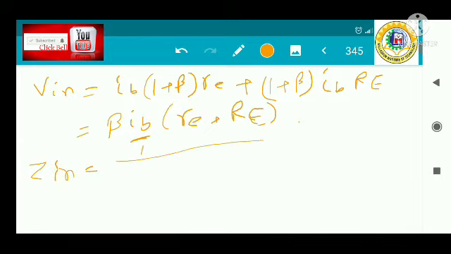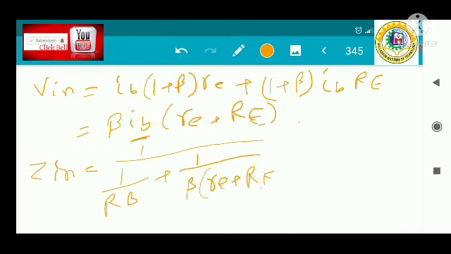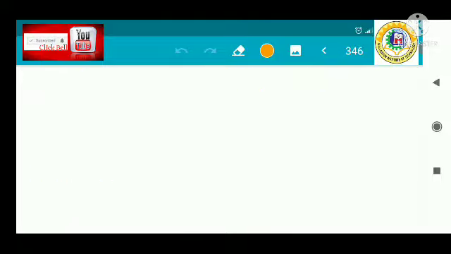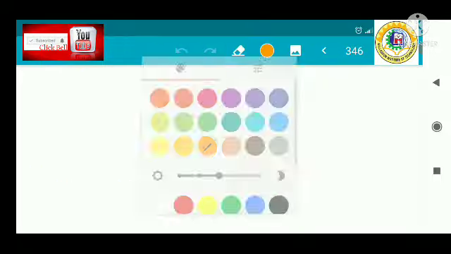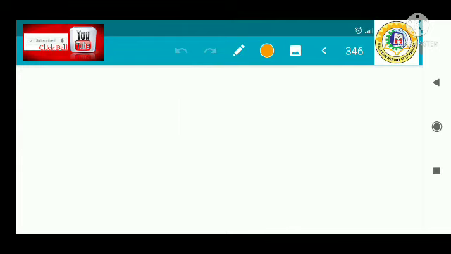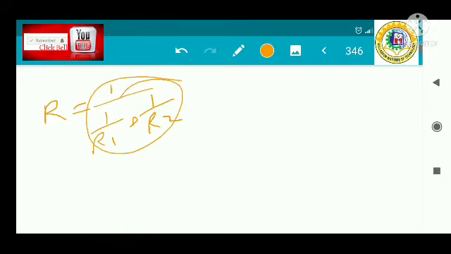So 1 divided by 1 by RB plus 1 divided by beta RE plus RE. Just make this calculation on your own, then you will understand this. And for this I have already said that if any resistance R equals 1 divided by 1 by R1 plus 1 divided by 1 by R2, then the right hand side is nothing but R1 parallel R2. Okay, you just check on your own.